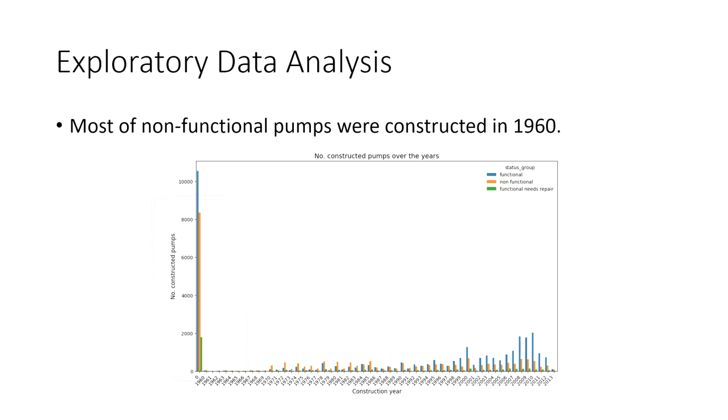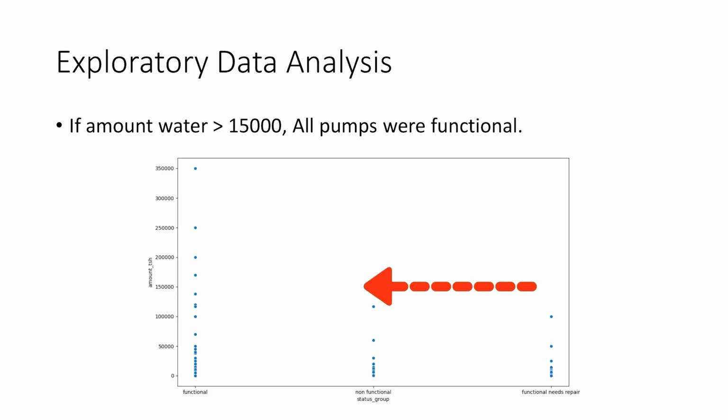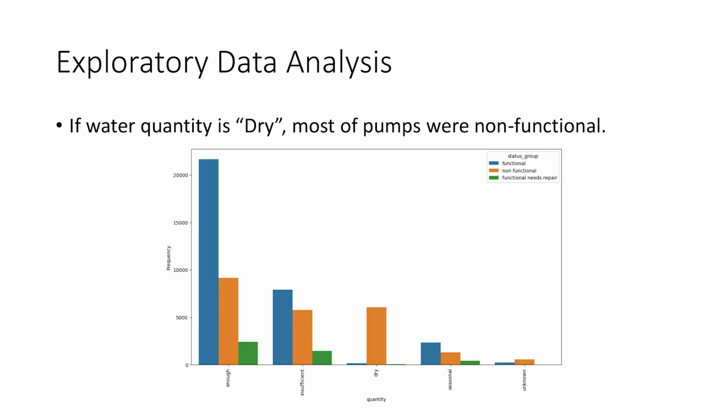From our EDA, we found that many non-functional pumps were constructed around 1960. So we created a new feature that groups construction years into ranges to help the model learn patterns more effectively. Also, we found that an amount of water higher than 15,000 can be a strong indicator of a working functional pump, as you can see on the graph. Also, the water being dry is a strong indicator of non-functional pumps, as you can see on the graph. So we have used it as a feature.